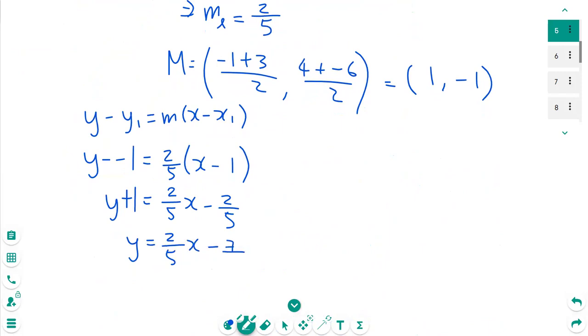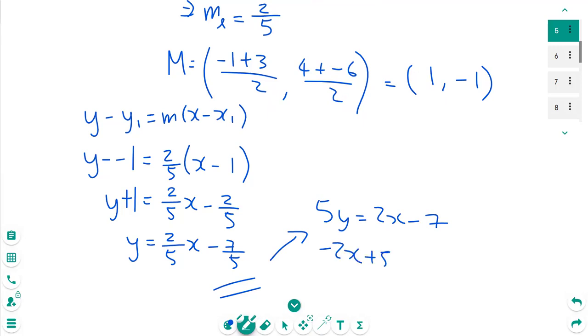You get -7/5. We usually like to leave it as a fraction, okay? Fraction is the preferred way. But if you like to write in the whole integer form, which the question didn't ask for, but you can, you get 5y equals 2x minus 7, and multiply everything by 5. You've learned the skill before in the previous chapter. Minus 2x plus 5y plus 7 equals 0. Okay, so both are equally fine.